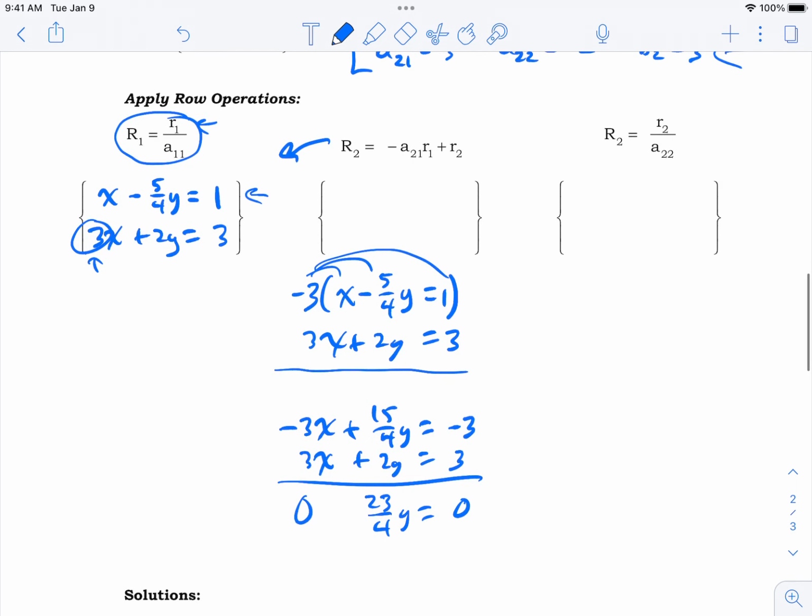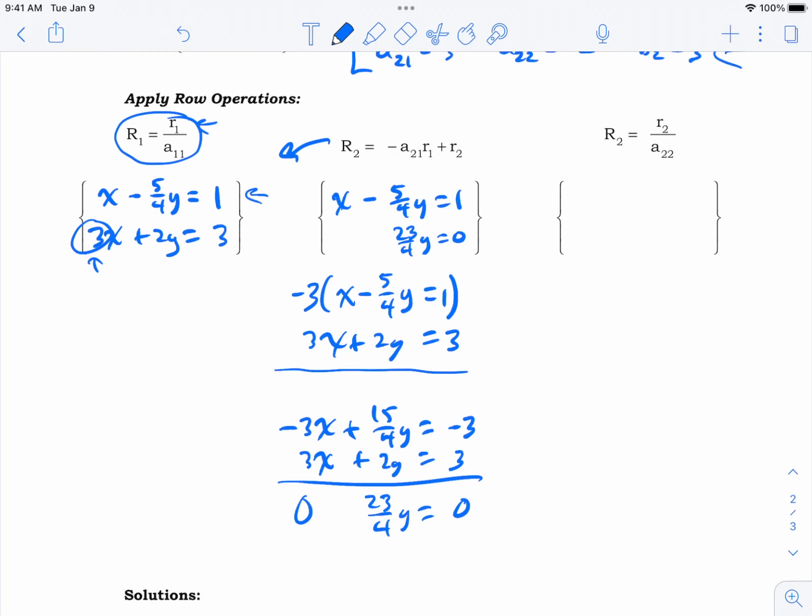So what did we do? We just made a new row 2. Maybe I'll just get this out of the way so it doesn't bother me so much. So the new row 2 is going to be 23/4 times y is equal to 0. Row 1 is the same as it was in the last step. We didn't change that one.